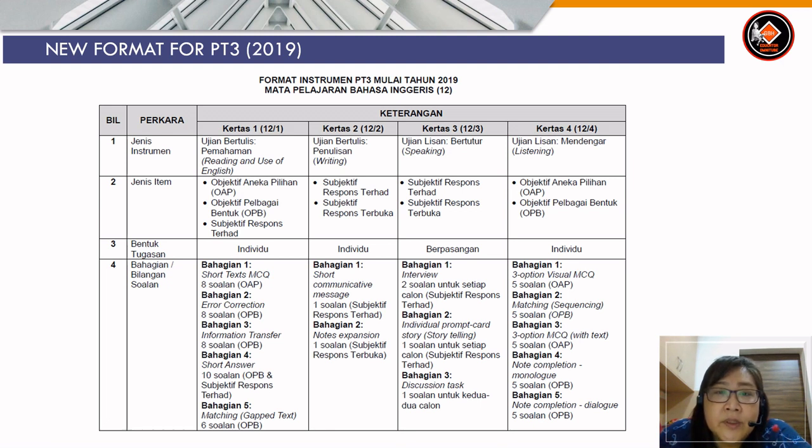So the code for English is 12. So paper 1 is 12/1, paper 2 is 12/2, paper 3 12/3 and paper 4 12/4. So paper 1 is reading and use of English and paper 2 is the writing paper. Paper 3 is speaking and paper 4 is for listening.